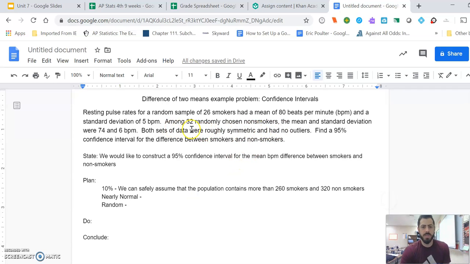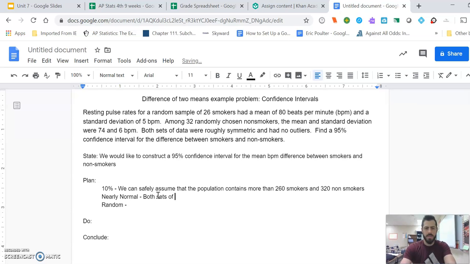Good, so then from here, we look for the nearly normal condition. It says both sets of data were roughly symmetric and had no outliers, so that's pretty much all we really need. One of them does have a sample size of over 30, but the other one doesn't. Since it's not true for the other one, we can go ahead and just use this. So go ahead and type that.